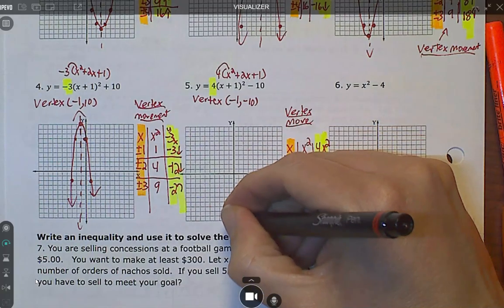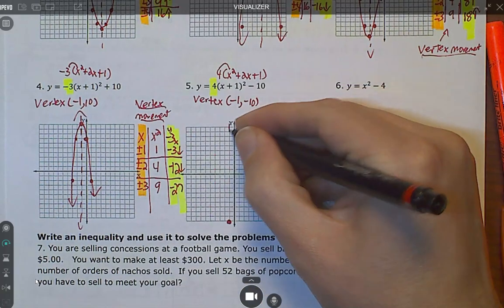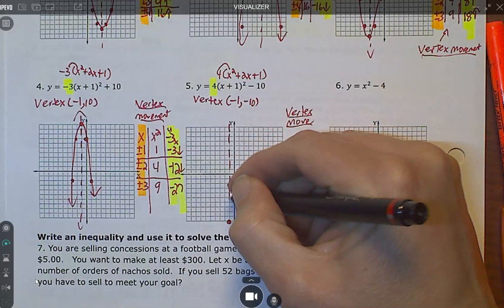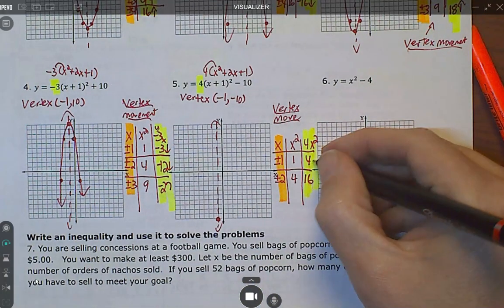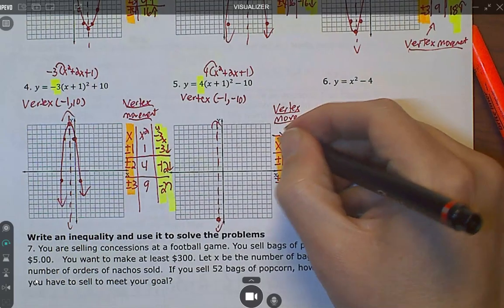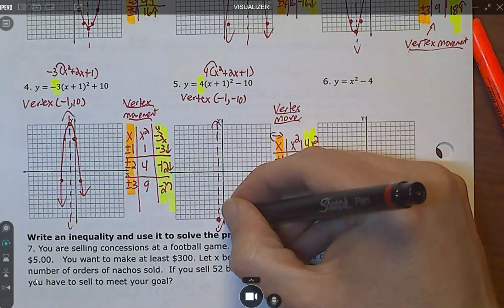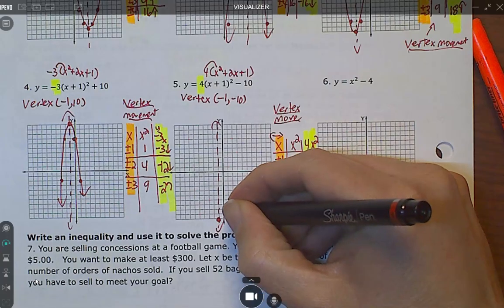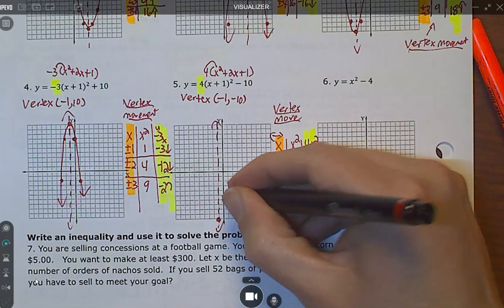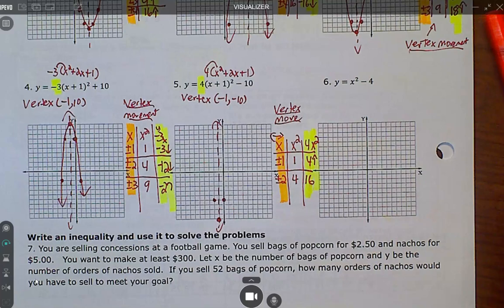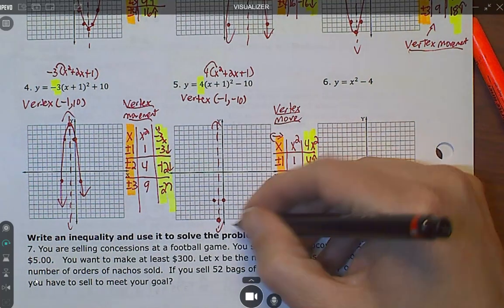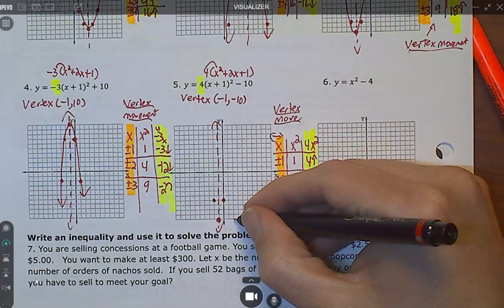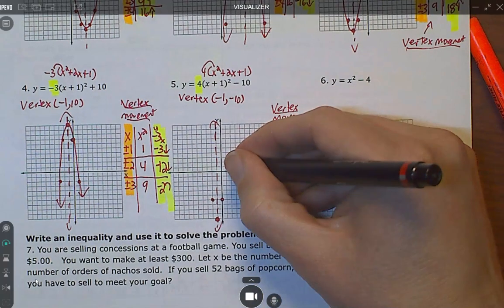There's the vertex movement chart. If I go left or right 1 of the vertex, I got to go up 4. So I'm at negative 10, that put me at negative 6. Mirror it. Okay, if I go right 2, I got to go up 16. So I'm at negative 10. That put me at 6.